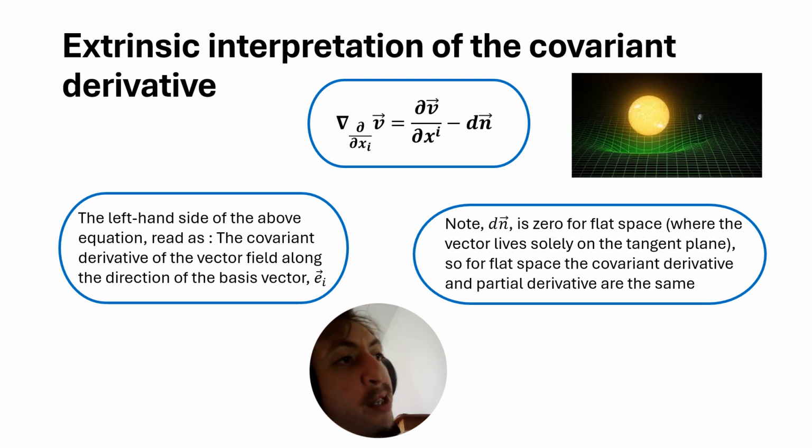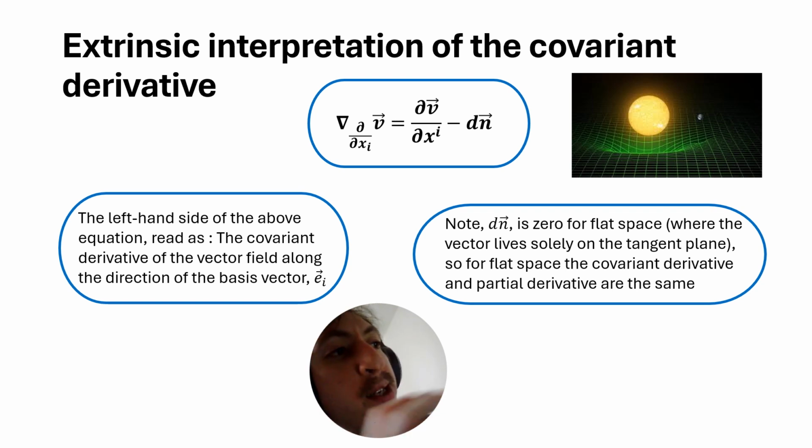So for a flat space, the covariant derivative of a vector is exactly the same as the partial derivative of the vector. However, for curved space, the covariant derivative isn't the same, because if we have a curved manifold, there will be a change in the normal component of the vector that wouldn't be visible or doesn't exist in the tangent plane to the manifold.